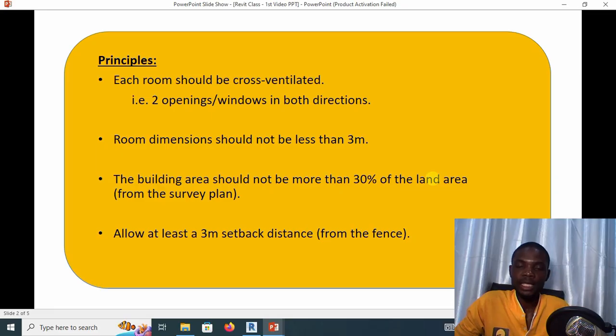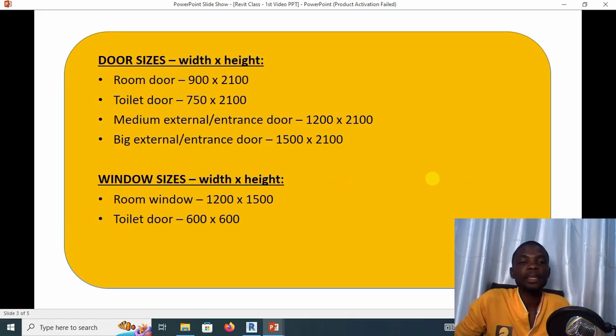Take note, distance from your building to the fence or to the boundary should be 3 meters. But distance from the building to the road should be 6 meters. Right? So this is it. Now let's move on to door sizes.